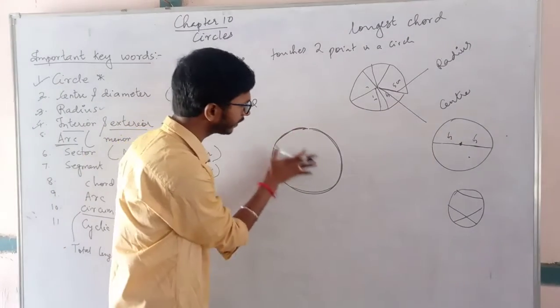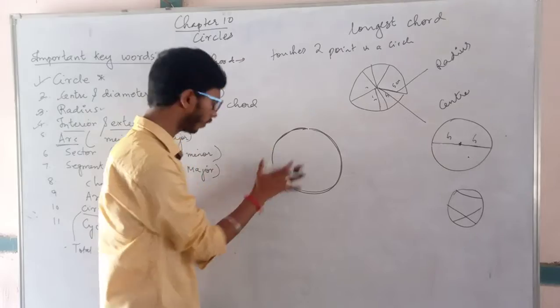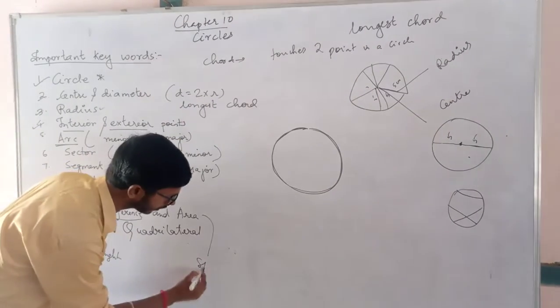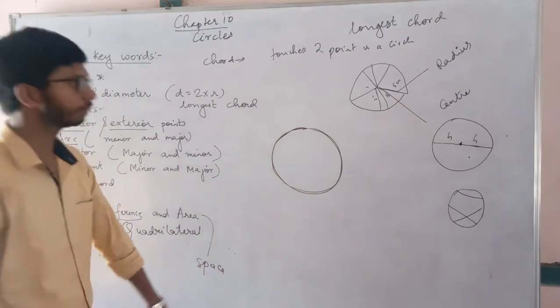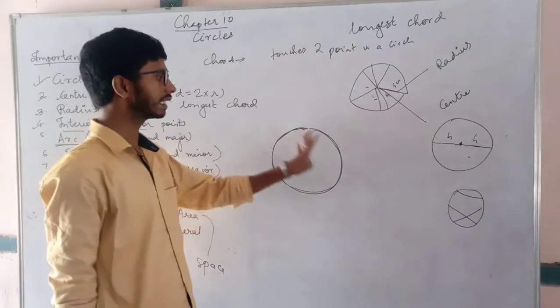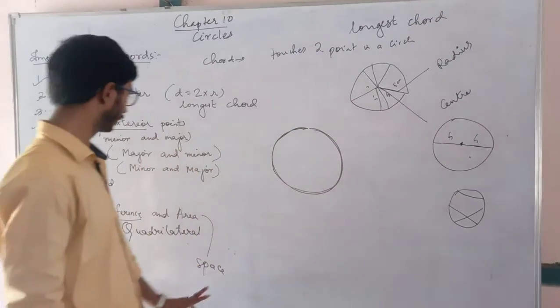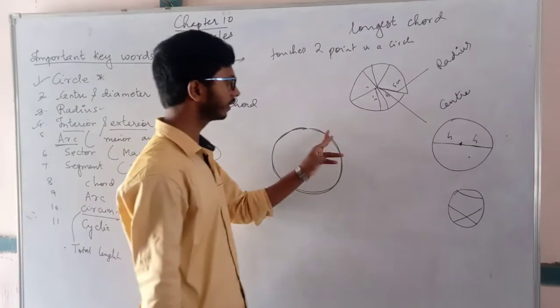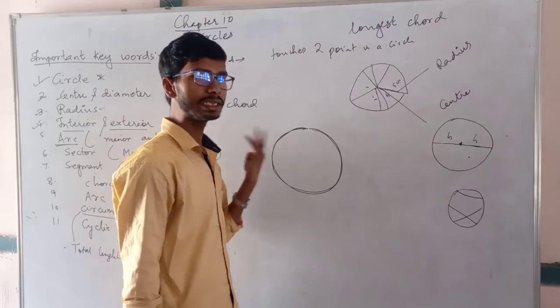And the space inside the circle is called the area. What does area mean? The space enclosed inside the circle is called the area. Remember, okay, circumference means total length, area means total space.